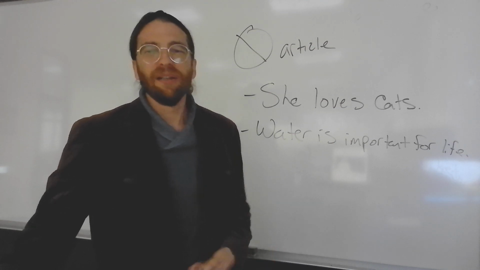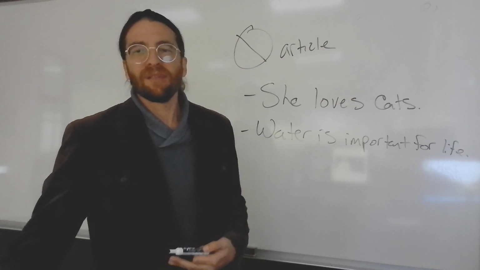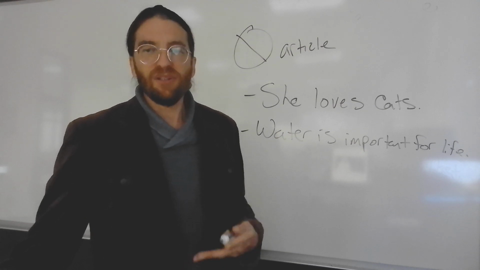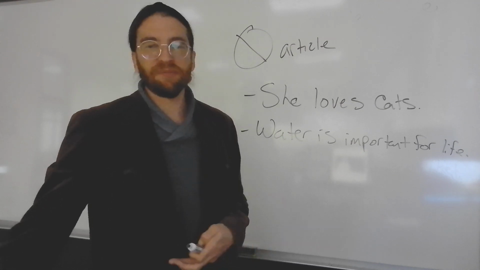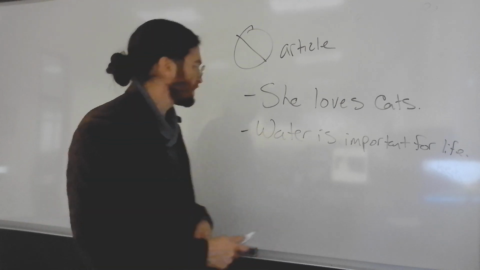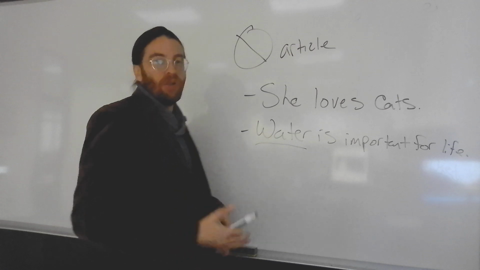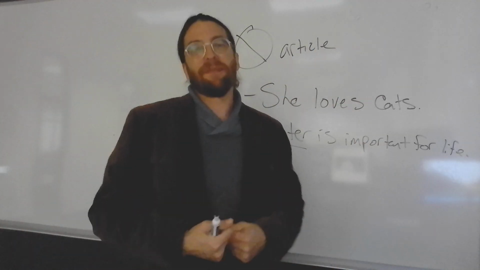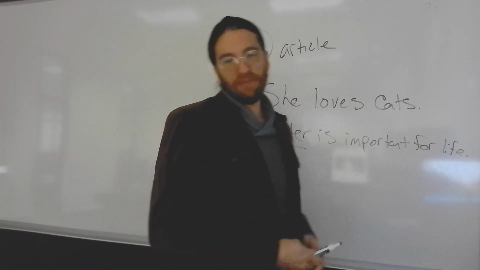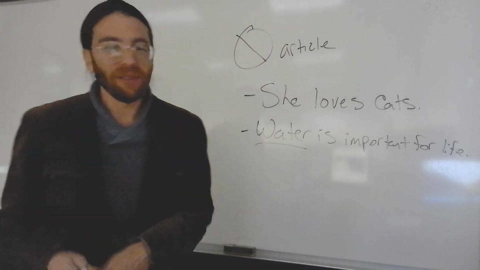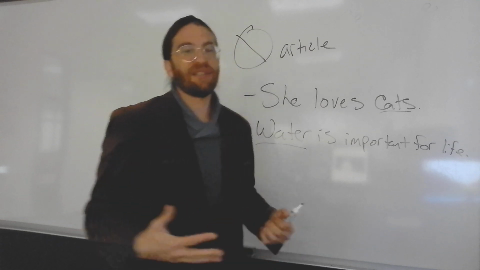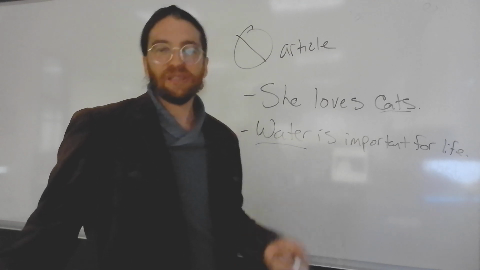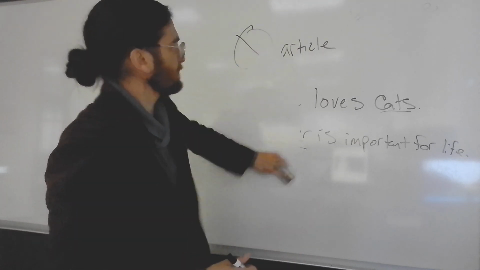But again, these are nouns that we're speaking about in general. Don't use an article with plural or uncountable nouns. I can't count water. 1 water, 2 water. It's water. It's too big. It can't be divided up, unless maybe a bottle of water. And cats is plural. We don't use articles with plural or uncountable nouns. Okay.